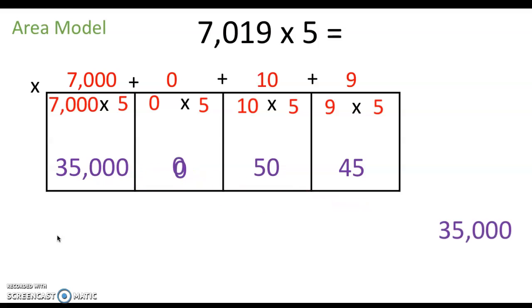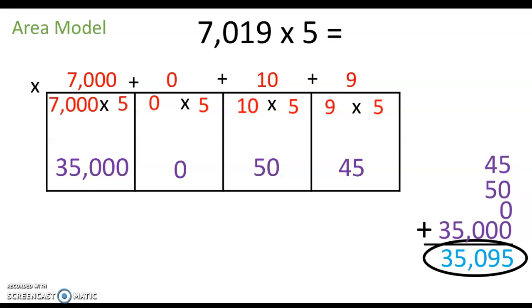Then we're going to take these numbers and we're going to add them up on the side, which will give us an answer of 35,095.